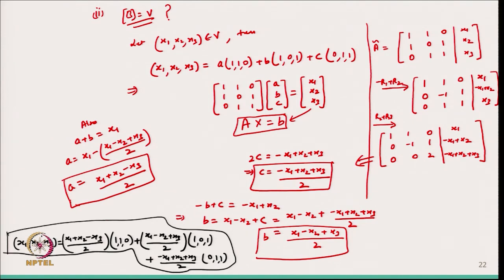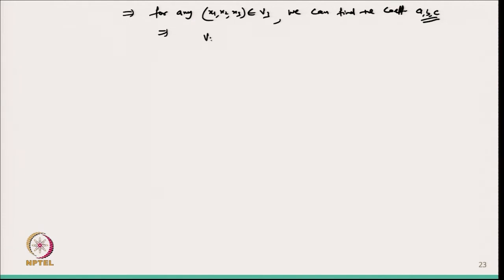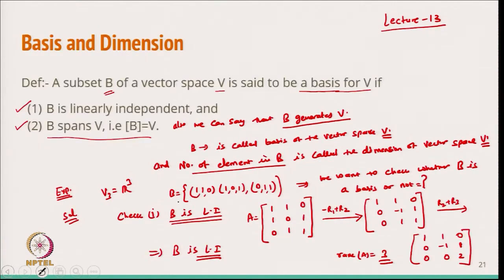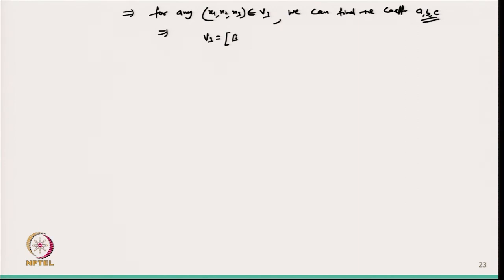So from here you can see that for any value of this one I can get the linear combination. You just give me any vector from V3, and then correspondingly these coefficients can be found. So from here I can say that for any x1, x2, x3 belonging to V3, we can find the coefficients A, B, C. So I have taken any element and it can be written as a linear combination of these vectors. So V3 can be written as the span of the vectors in B, so this is equal to the span of B.